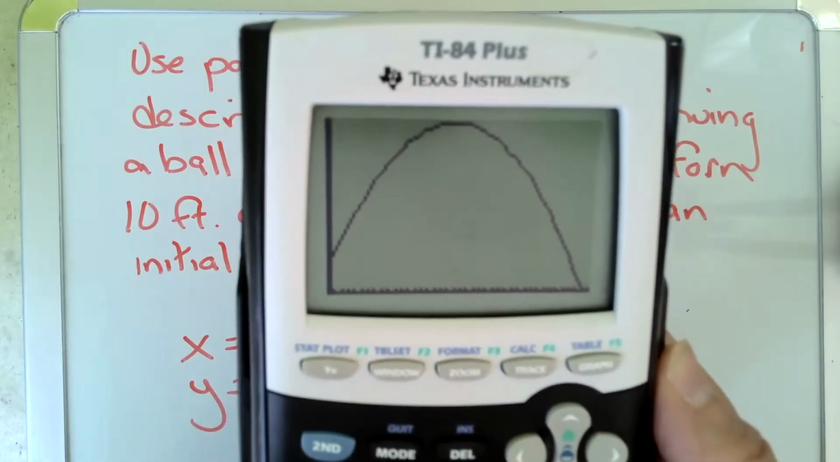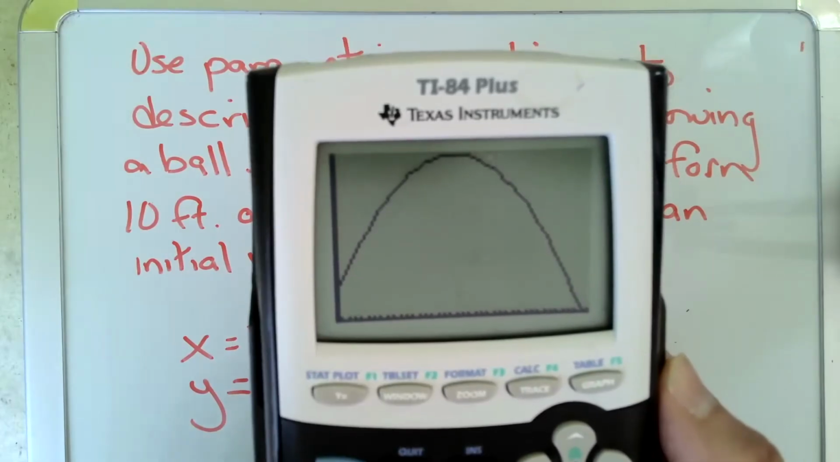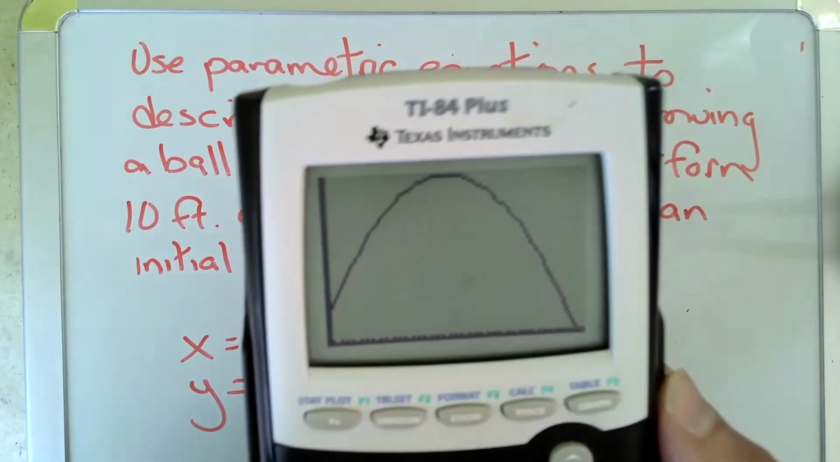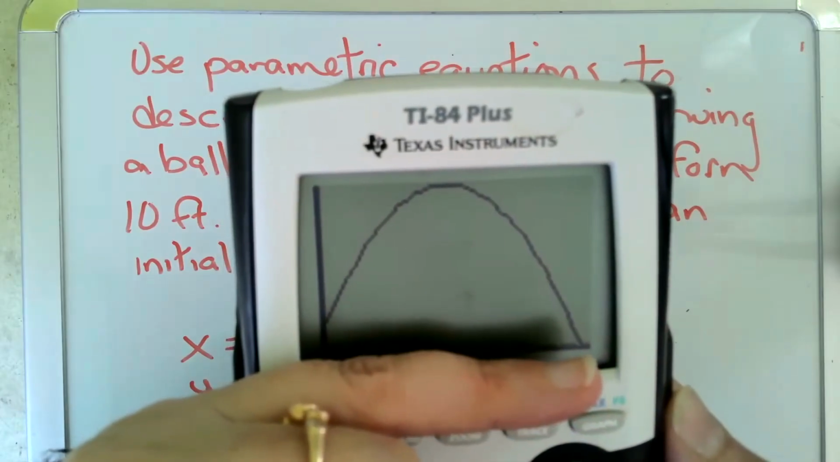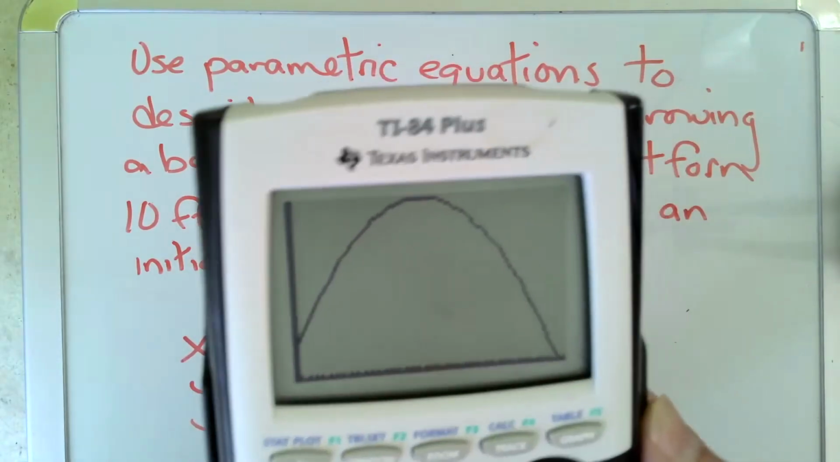Now, this isn't what the ball actually looks like, right? This is a graph of how the height of the ball looks compared to time, right? Our x-axis is time passing. Our y-axis is how high. Now, this isn't what the ball looks like.